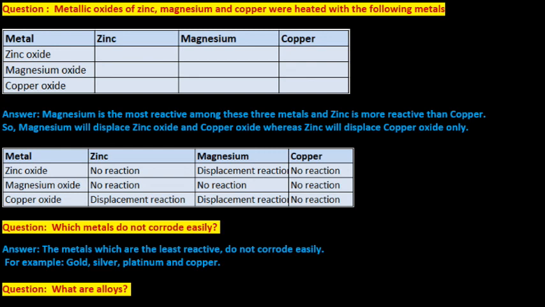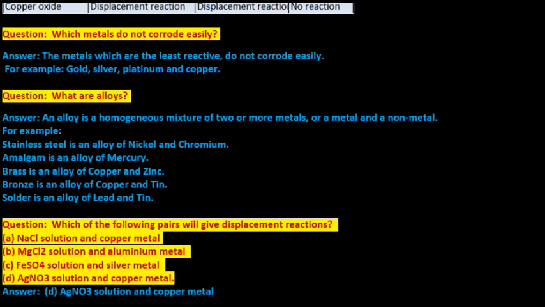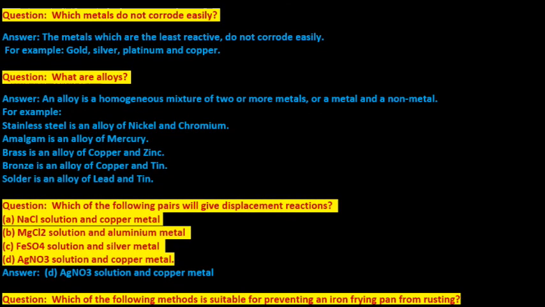Next question. What metals do not corrode easily? Answer: The metals which are least reactive do not corrode easily. For example, gold, silver, platinum, and copper. Question: What are alloys? Answer: An alloy is a homogeneous mixture of two or more metals, or a metal and a non-metal. For example, stainless steel is an alloy of iron, nickel and chromium.